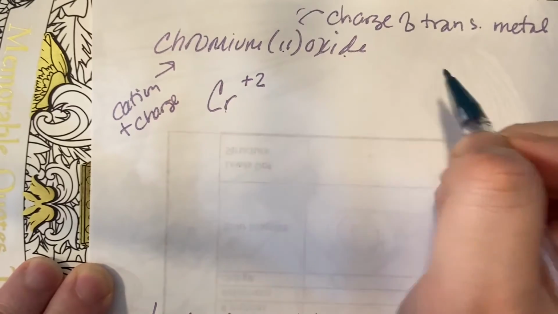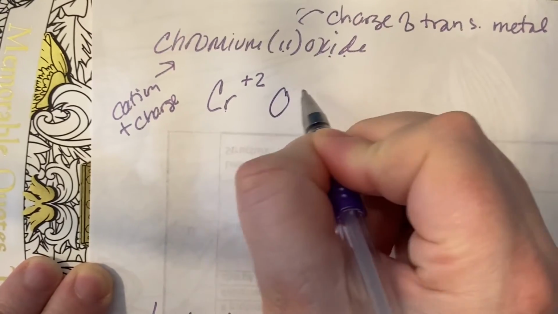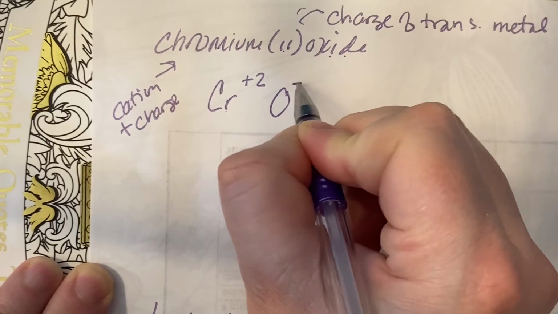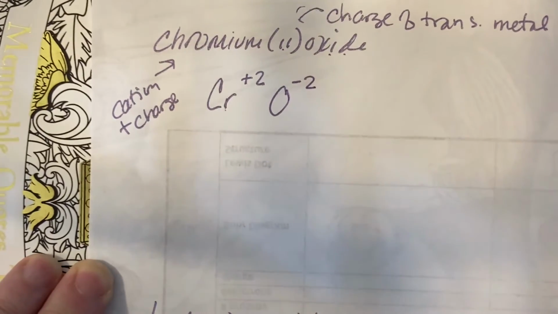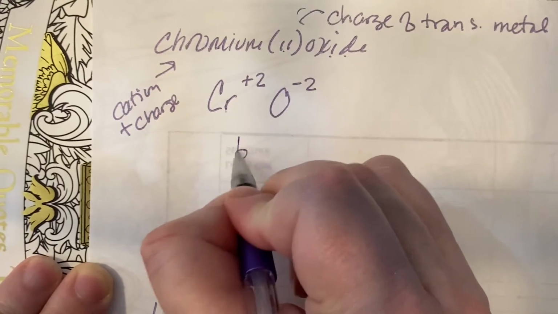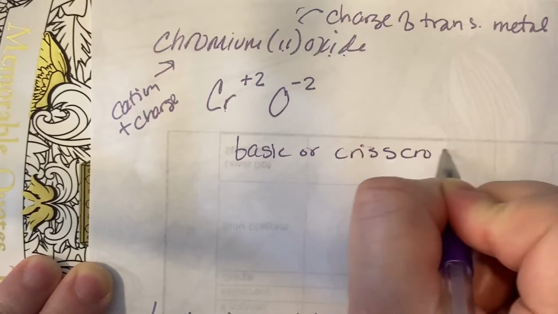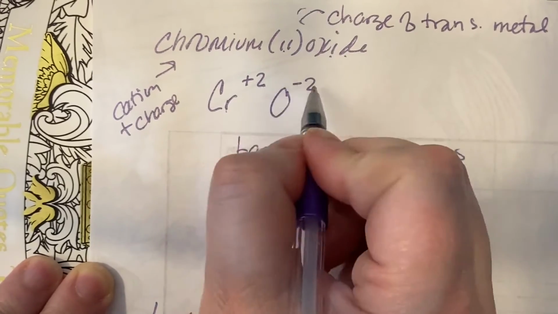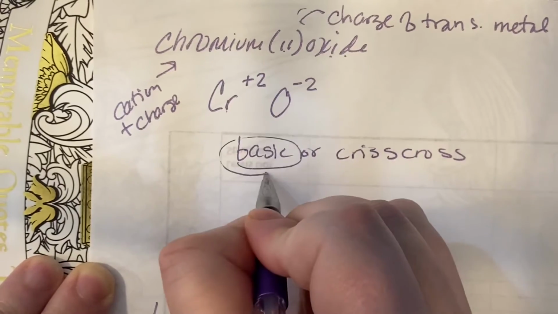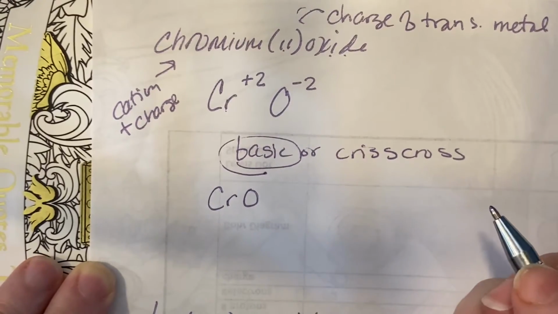So chromium's a +2. Oxide is for oxygen, which is an O, and its charge is -2 when you look on group 16 on the periodic table. Same thing we do before. Is this a basic or a crisscross? Well, these charges are the same absolute value, which means it's a basic ship. So we can just smush them together, CrO.